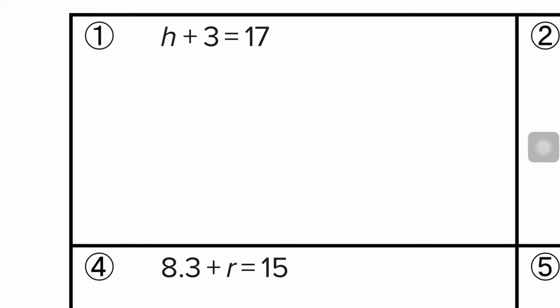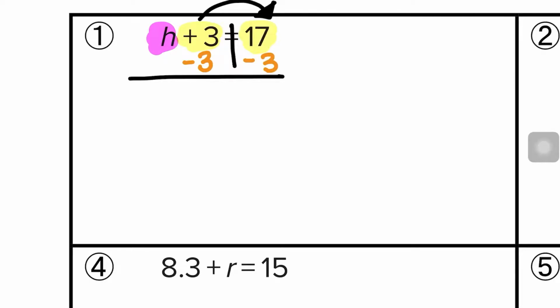Number 1 says h plus 3 equals 17. Okay, my constant is a positive 3 and a positive 17. And my coefficient is the letter h. Now again, your h wants to be by itself, so I'm going to have to move the 3 to the right side. So if it's a positive 3, then the inverse is negative 3 or minus 3.